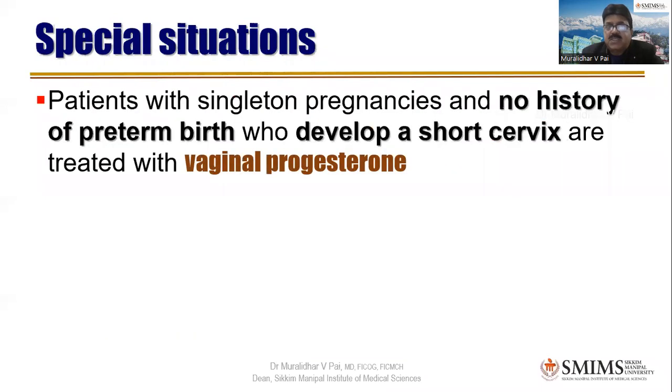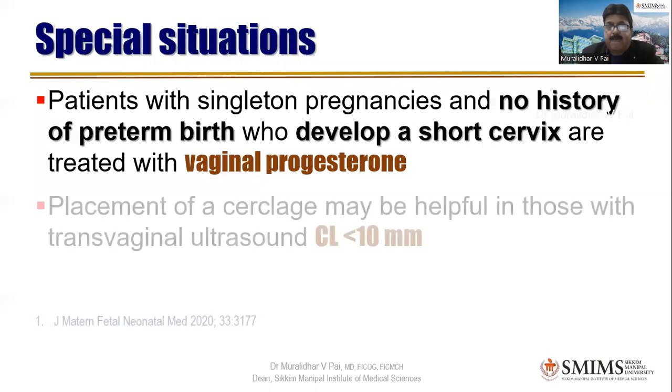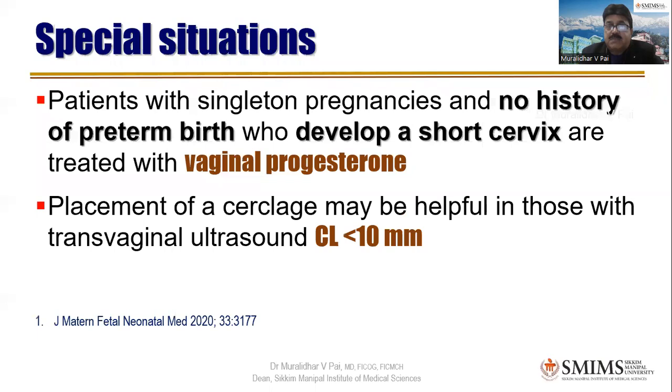There are special situations, like patients with singleton pregnancies and no history of preterm birth who develop a short cervix, who are treated with vaginal progesterone. These are special situations. Placement of cerclage may be helpful in those with transvaginal ultrasound where cervical length is less than 1 centimeter.